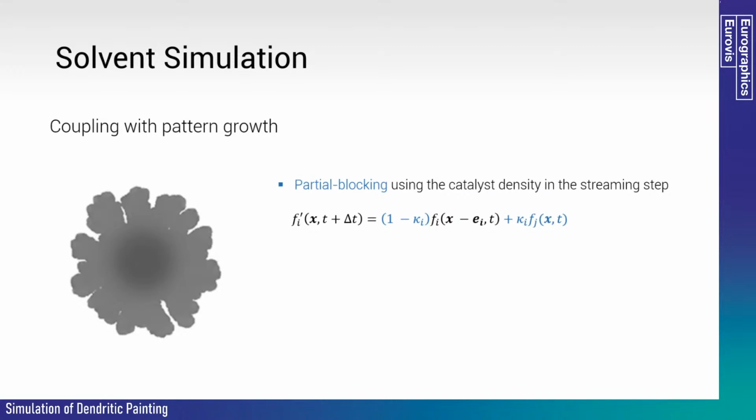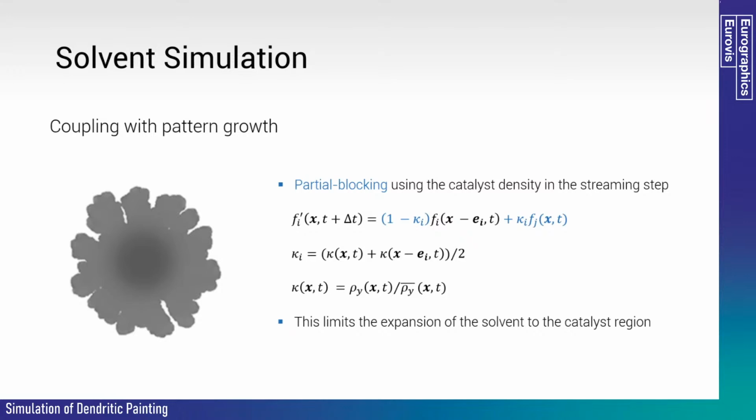As I already commented in the overview section, the solvent and the pattern are coupled through boundary conditions. To do so, we modify the streaming step by adding a partial blocking that depends on the catalyst density. We compute the average blocking factor between the neighbor cells during the streaming step. This blocking factor is one outside the catalyst region, stopping the solvent at the boundary efficiently, while it can flow freely in regions with less amount of catalyst.